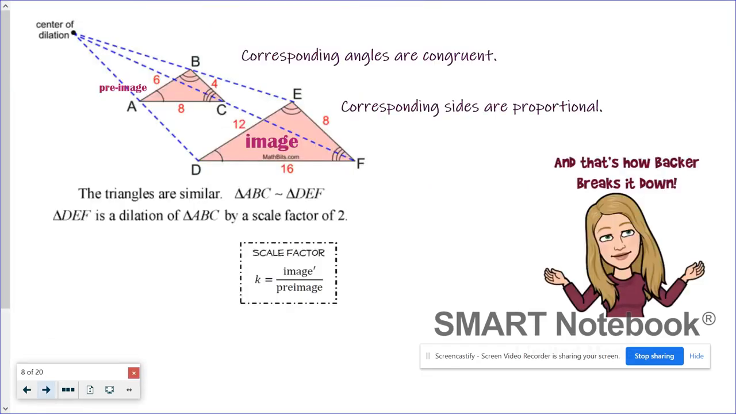And so those are the basics of dilations. So in dilations, we're talking like the pre-image and image are similar to each other, which means the corresponding angles are congruent and the corresponding sides are proportional. And the scale factor can be found by taking any corresponding pair of linear measurements from the image and pre-image and finding their ratio.